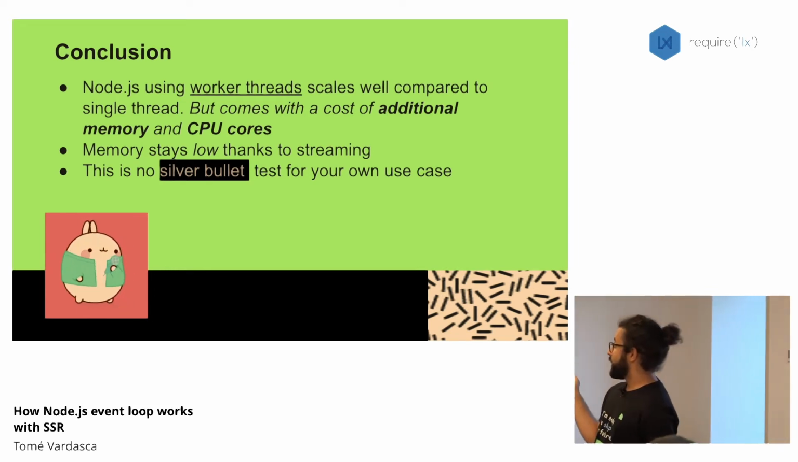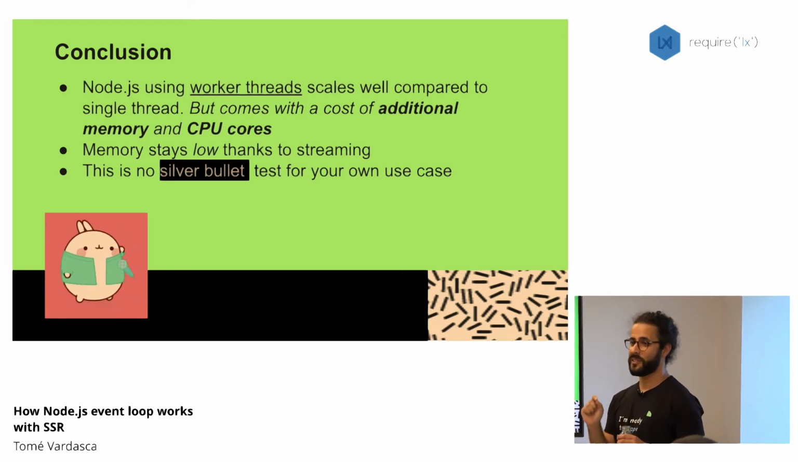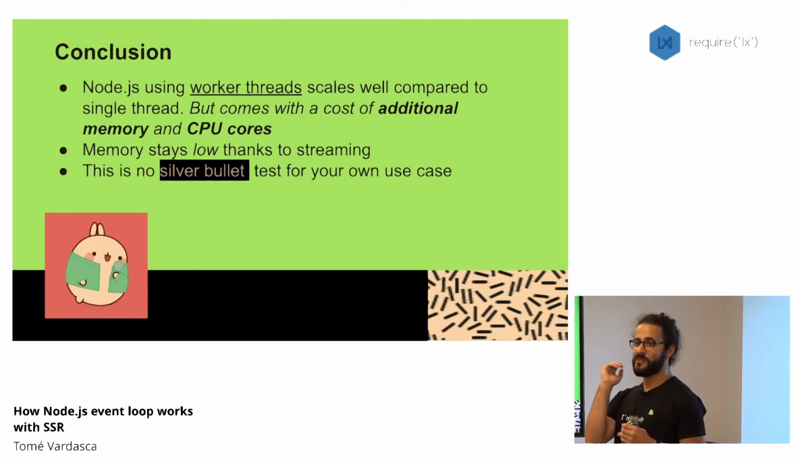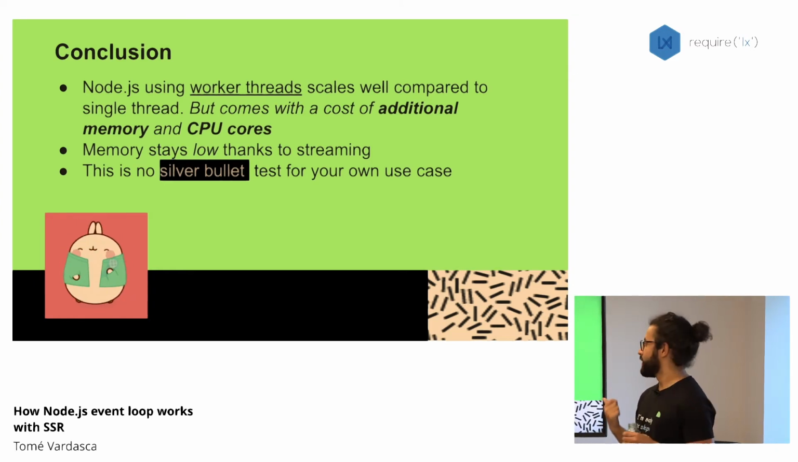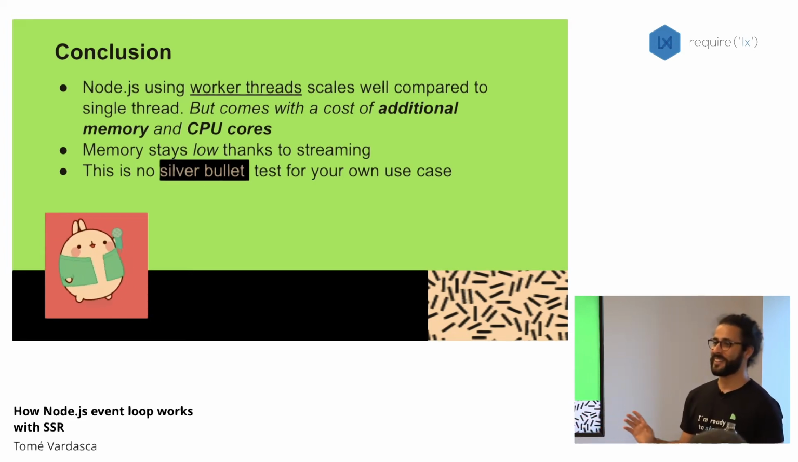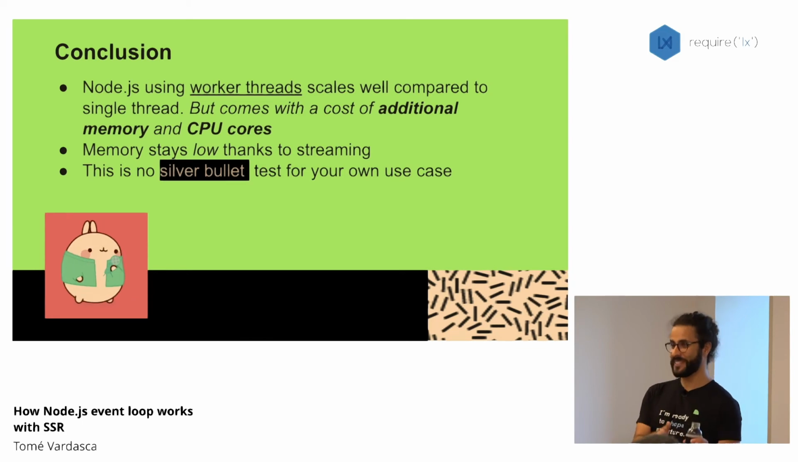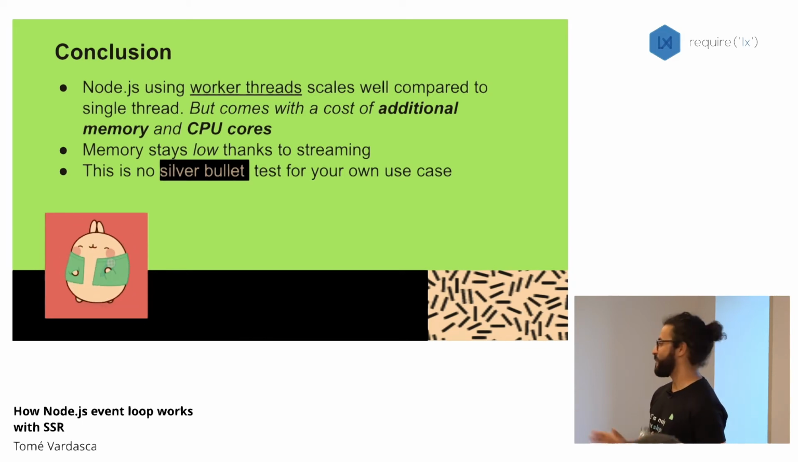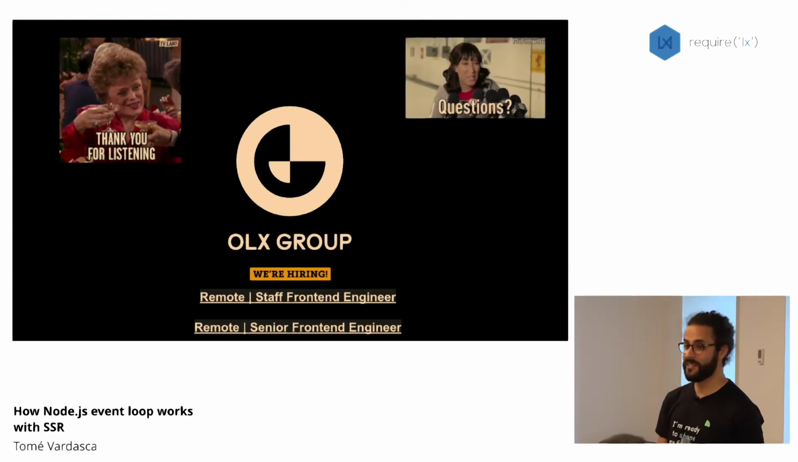And one thing is that the memory stays low thanks to streaming. I tested this before using streaming, and the memory consumption was a bit lower, like almost double the usage. And the thing is, this is no silver bullet. You can go to my GitHub, copy the code, and test on your use case, but please test it first. Don't take my word for granted. Yeah, and thank you. Questions?